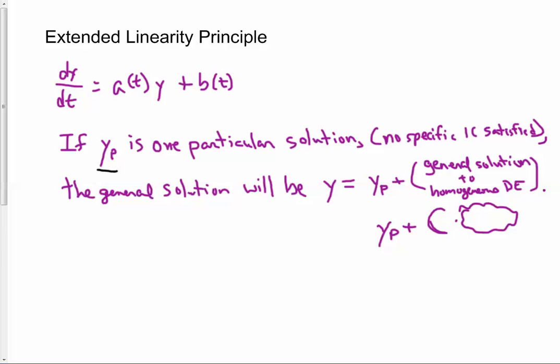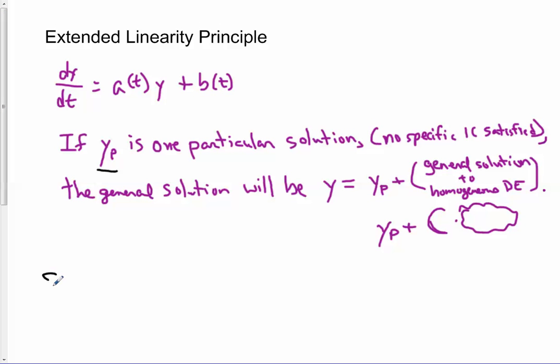So after looking at an example, I want to just briefly show why this extended linearity principle does always work. Why is it that once you get one particular solution, you can just add any and all homogeneous solutions, the general homogeneous solution, and the result will be a solution to the non-homogeneous case. And it's a pretty direct route to see why this is true.